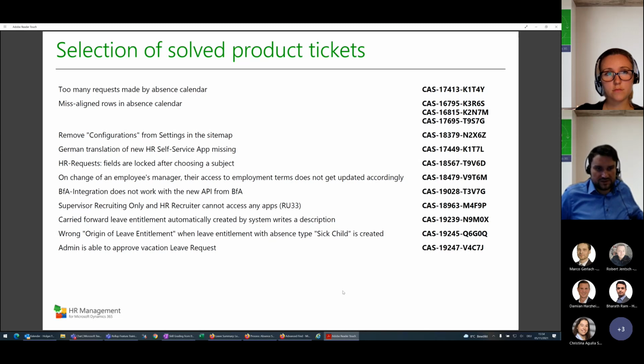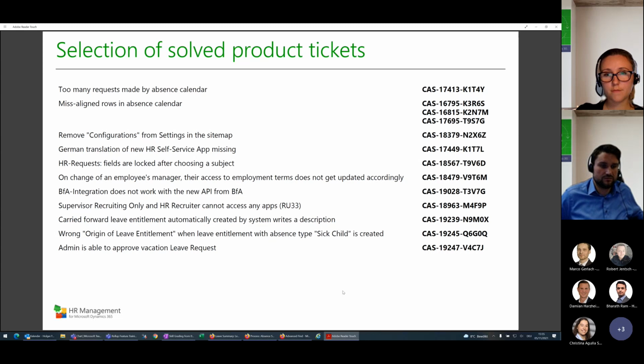Remove configurations from settings in the sitemap. The German translations of the new HR self-service app were missing, no longer missing. As explained yesterday, we are talking here about our team member app, not about the standard employee self-service app. The HR request fields are locked after choosing a subject. On change of an employee's manager, the access to employment term does not get updated accordingly.